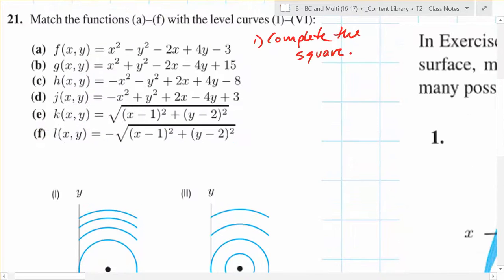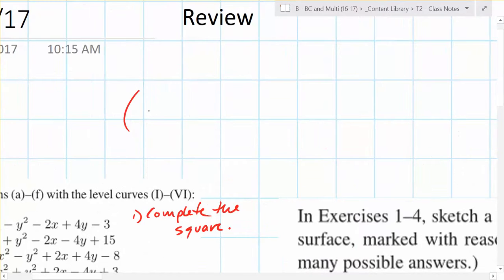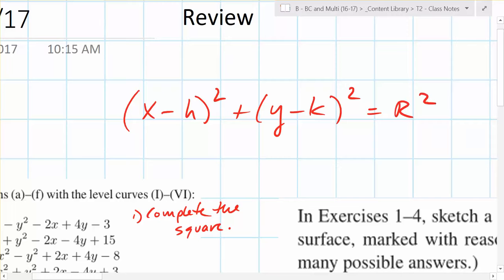The ones where it's x plus or minus something squared plus y plus or minus something squared is going to be a circle. What's the general form for a circle? Do you remember? (x - h)² + (y - k)² = r², right? And what's the center of the circle? What happens if I change this to a minus sign? It's no longer a circle. What is it? Hyperbolic paraboloid, right?